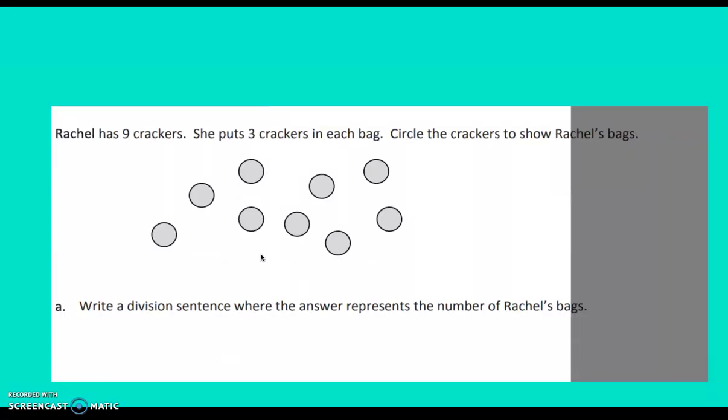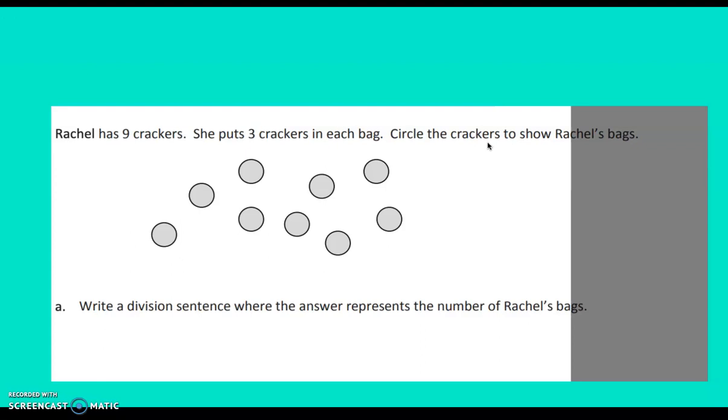Rachel has 9 crackers. So each circle represents 1 cracker. And she puts 3 crackers in each bag. So we have the total amount, which is 9 crackers. And she says she puts 3 crackers, the size of a group, in each bag. And the question says circle the crackers to show Rachel's bag.